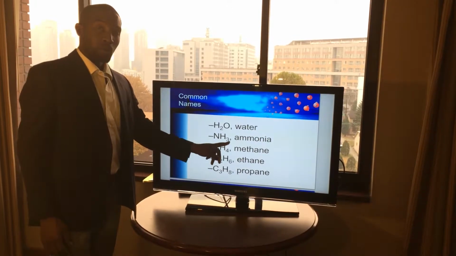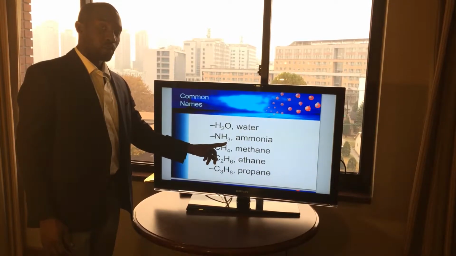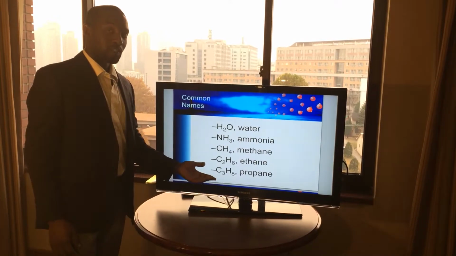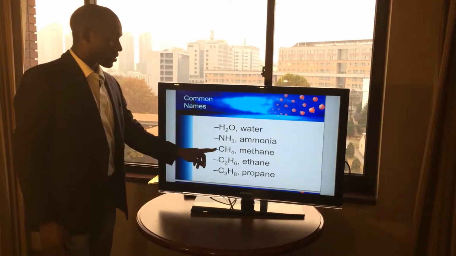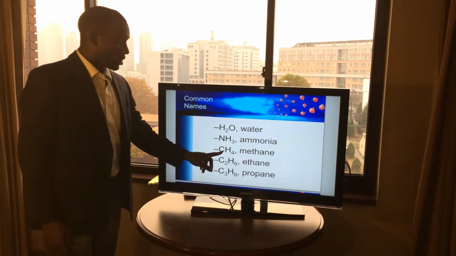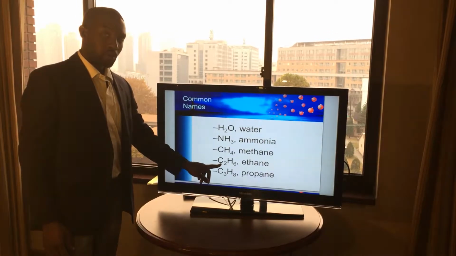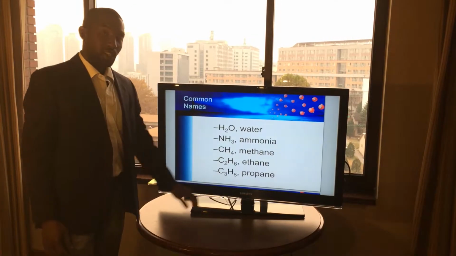This differs from ammonia by having 3 hydrogens instead of 4. If you add hydrogen to ammonia, you create ammonium, a positively charged ion. It's polyatomic as well. Methane has 1 carbon and 4 hydrogens. Ethane has 2 carbons and 6 hydrogens. Propane has 3 carbons and 8 hydrogens.